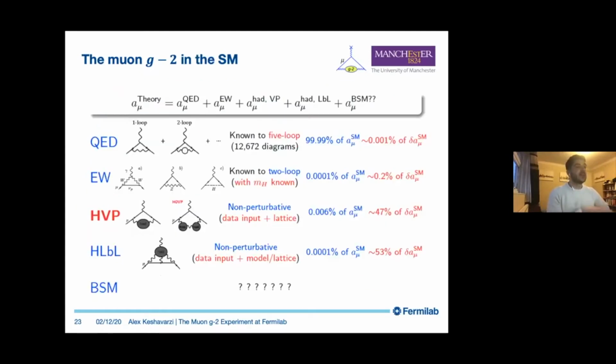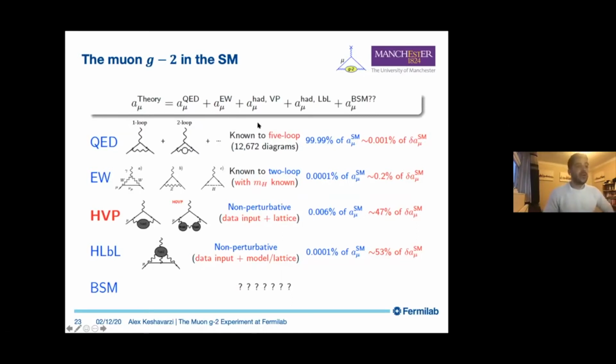So in terms of the theoretical prediction and the standard model, these are the different calculations that we need to do, right? There are the 3 main sectors of the standard model: QED, electroweak, and hadrons. And the QED contributions are the majority of it, okay?